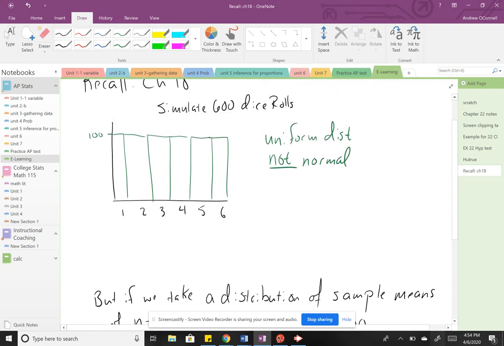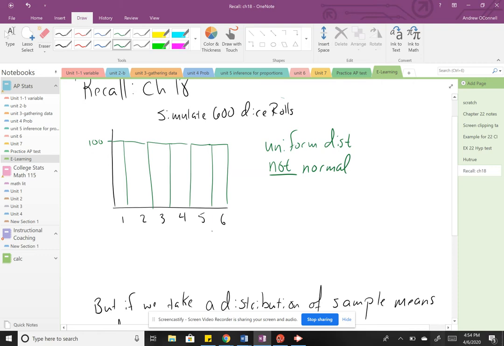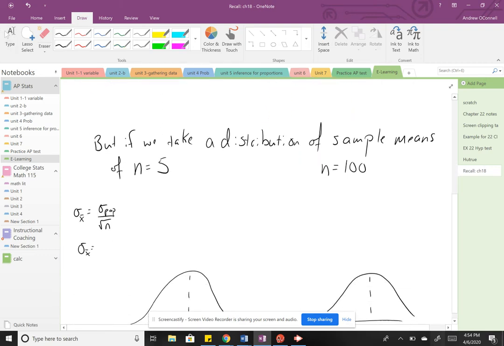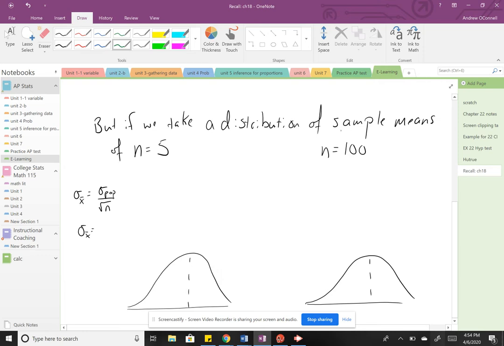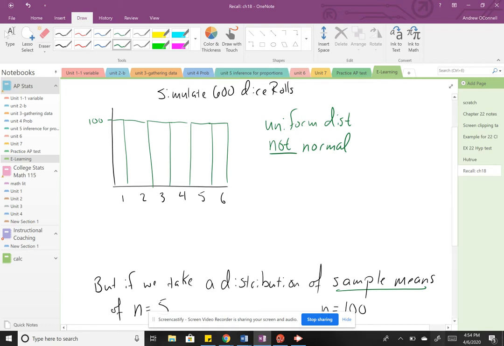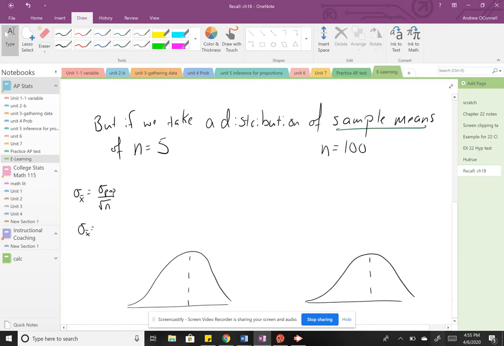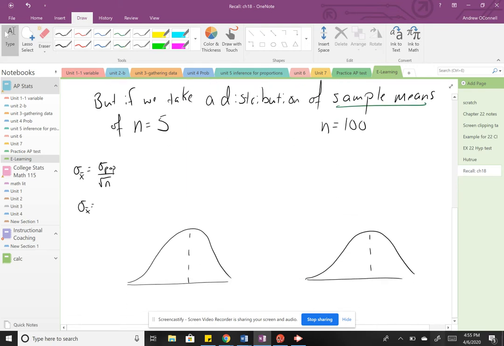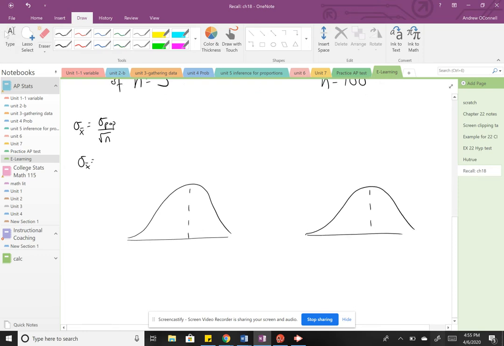Okay, so the difference is we're starting with something that is definitely not normal, but we are moving to taking distributions of sample means. Sample means meaning taking one of those 600 dice rolls, adding it to another of the 600 dice rolls, adding it to another random piece of those 600 dice rolls, and then dividing by how many we sampled. So this is a distribution of sample means, and two different ideas of when we have a relatively small sample size, n equals 5, versus n equals 100. This distribution of sample means comes to looking something like these normal curves that I drew.